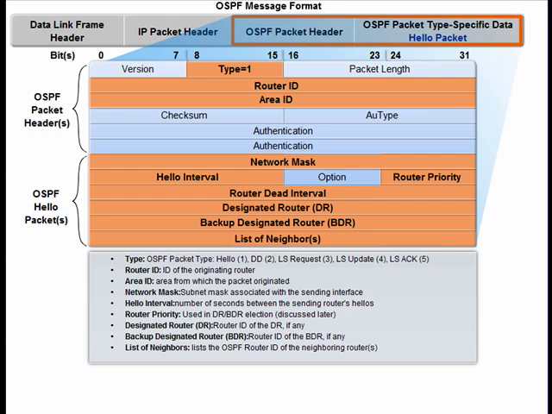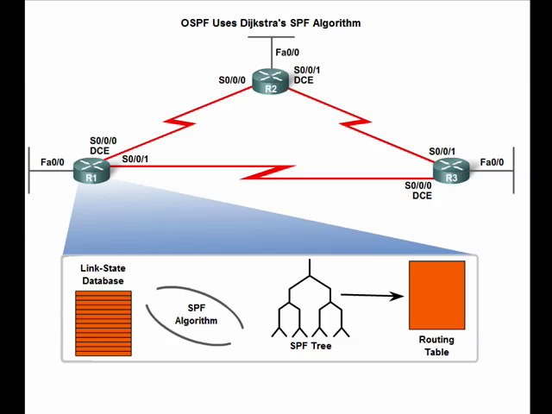Each OSPF router maintains a link state database containing the link state advertisements, or LSAs, received from all other routers. Once a router has received all the LSAs and built its own locally significant link state database, OSPF uses Dijkstra's shortest path first, or SPF, algorithm to create an SPF tree. The SPF tree is then used to populate the IP routing table with the best paths to each network.